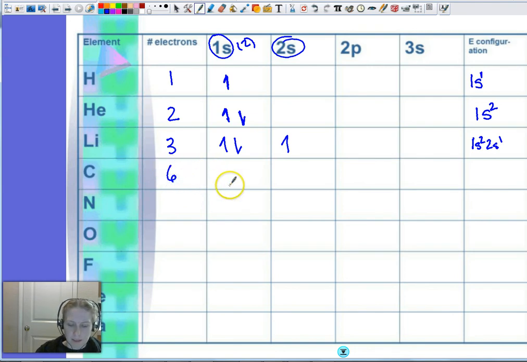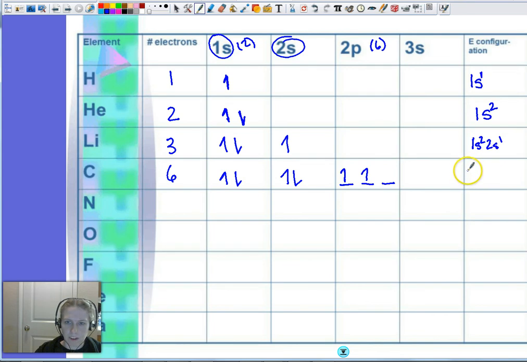Carbon has 6. So I'm going to fill up my 1s and my 2s. And now, how many can 2p hold? I'll just imagine you're all saying 6. So it can hold up to 6. Well, if I've already used 4, I only have 2 more. So they all have to start the same direction. And we can even draw our lines to represent the 3 orbitals if you need that visual. So now I've used my last 2 for a total of 6.